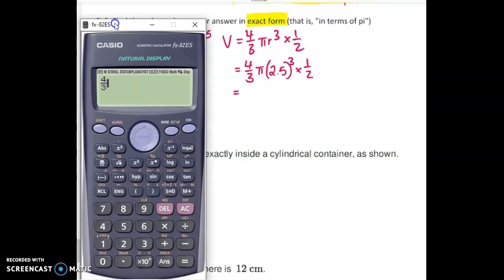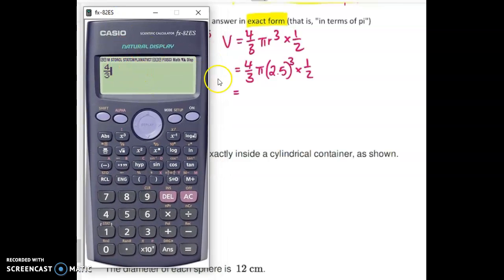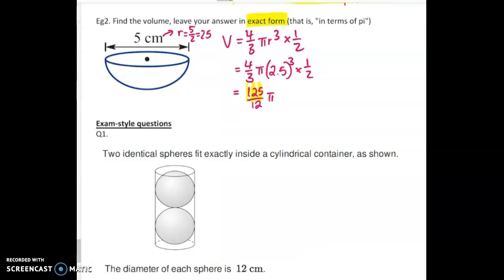In this question, we are multiplying all the numbers, including the pi. And so what we can do is we can multiply the numbers first. So 4/3 times 2.5 cubed times a half. Okay. That will give us this value. And so our answer here would be that value, 125 over 12 multiples of pi. And that will be our volume in exact form.